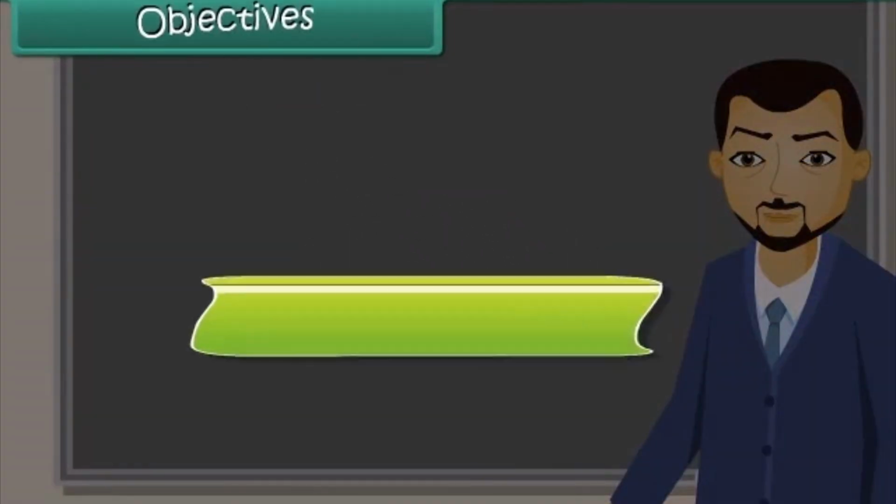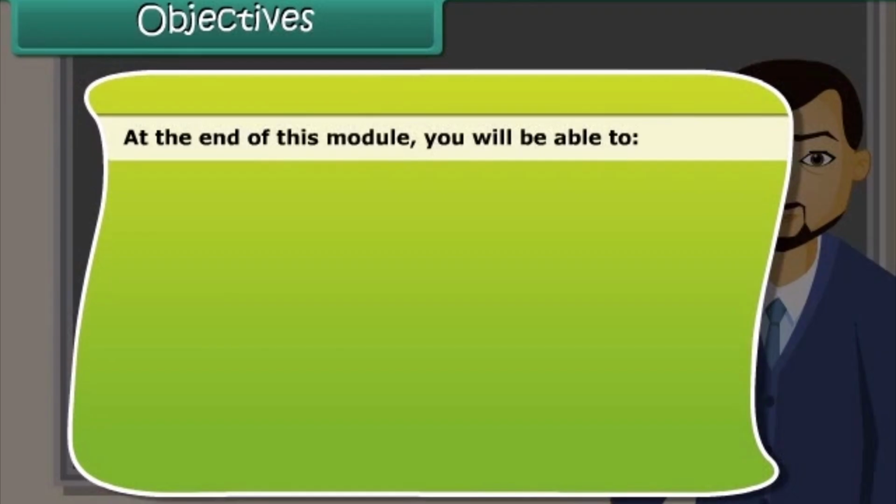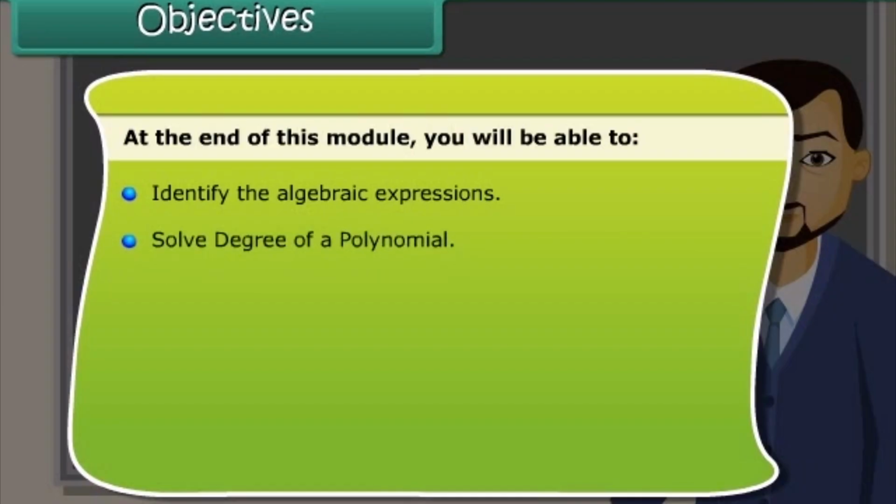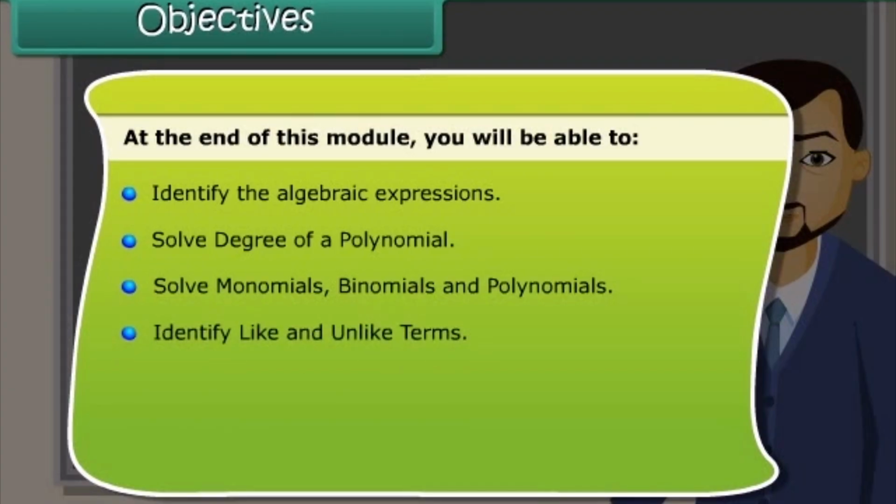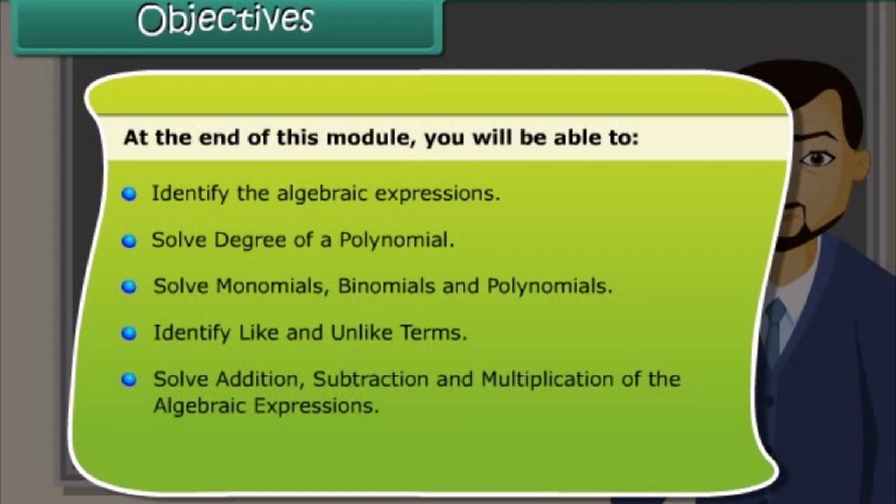Objectives. At the end of this lesson, you'll be able to identify the algebraic expressions, solve the degree of a polynomial, solve monomials, binomials, and polynomials, identify like and unlike terms, solve addition, subtraction, and multiplication of the algebraic expressions, and describe identity and standard identities.